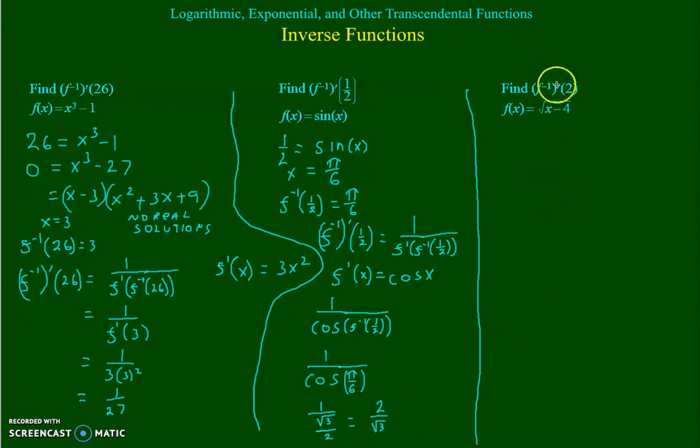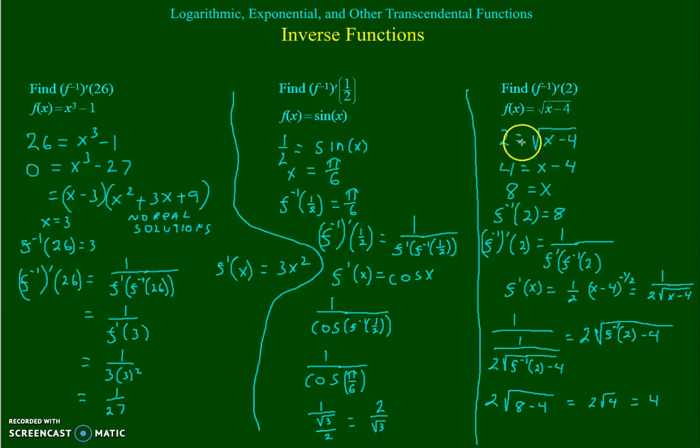Here we're looking for the derivative of the inverse of this function evaluated at 2. And so we're going to set this function equal to 2, just like we did in the last 3 examples, and solve from there. So we set f equal to 2, and we square both sides, and therefore x equals 8. And that's the only value that we have, so we know that f inverse evaluated at 2 is equal to 8, for the same reasons of the inverse. The domain of the inverse is the range of the primary function.